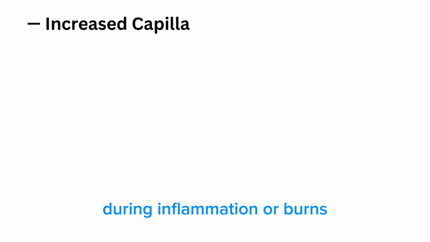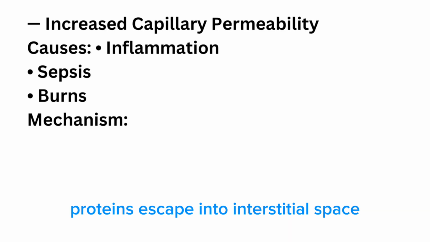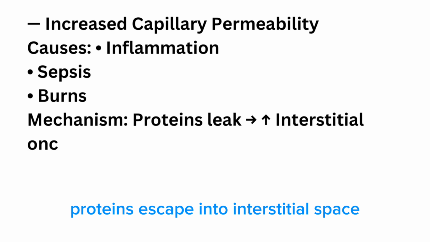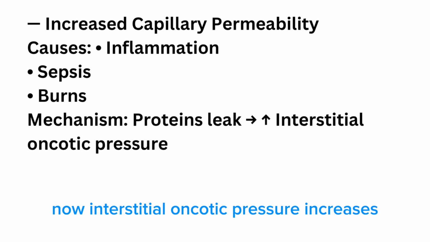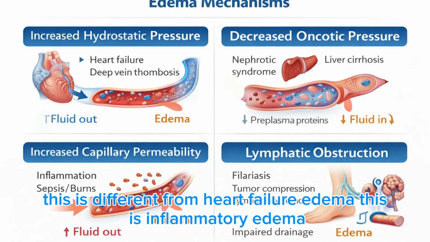During inflammation or burns, capillary walls become leaky. Proteins escape into interstitial space. Now interstitial oncotic pressure increases. Water follows proteins outward. This causes localized swelling. This is different from heart failure edema. This is inflammatory edema.